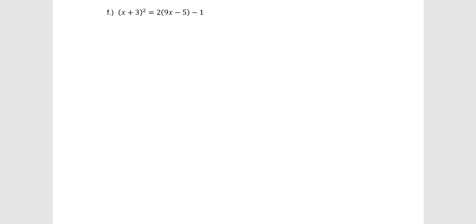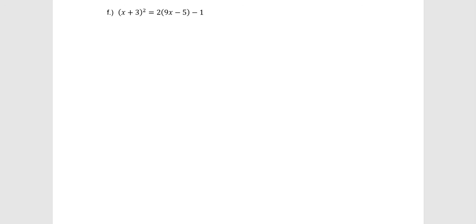Definitely the messiest one that we've done. We have (x + 3)² = 2(9x − 5) − 1. So what we're going to have to do here is expand everything out, which is just going to be distributing, combining like terms, and then get everything on the same side, so it's set equal to 0.